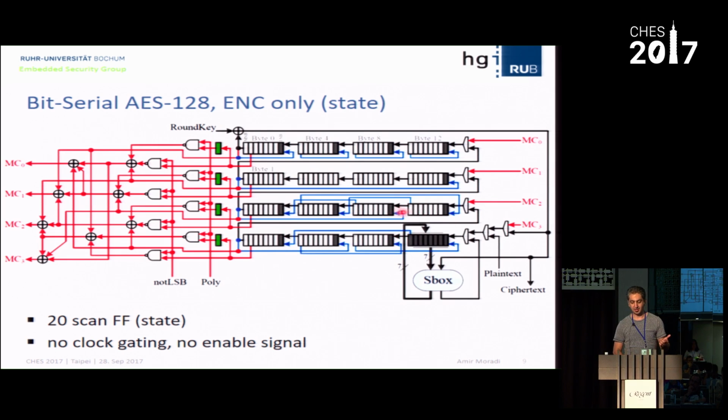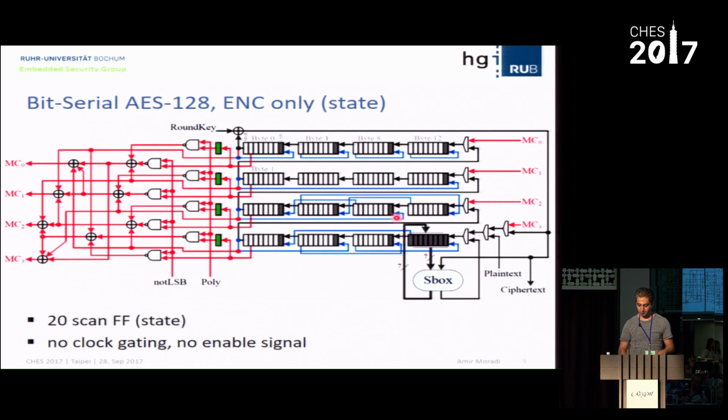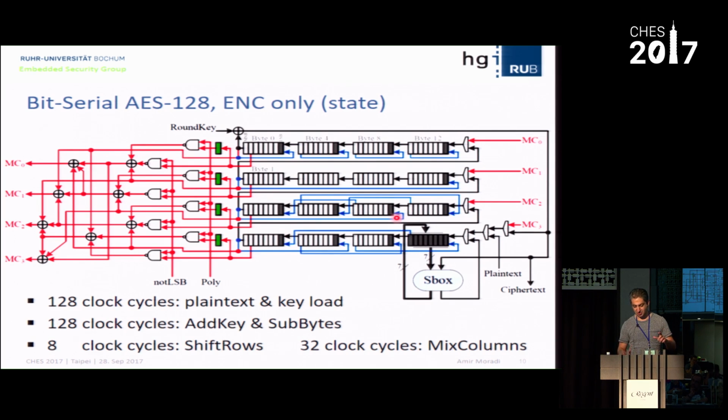The gray ones are scan flip-flops, and their input is selected. How it works, let me explain it shortly. First, in 128 clock cycles, the plaintext and the key are loaded serially, meaning the plaintext goes in here and then to the next row until here, 128 clock cycles.